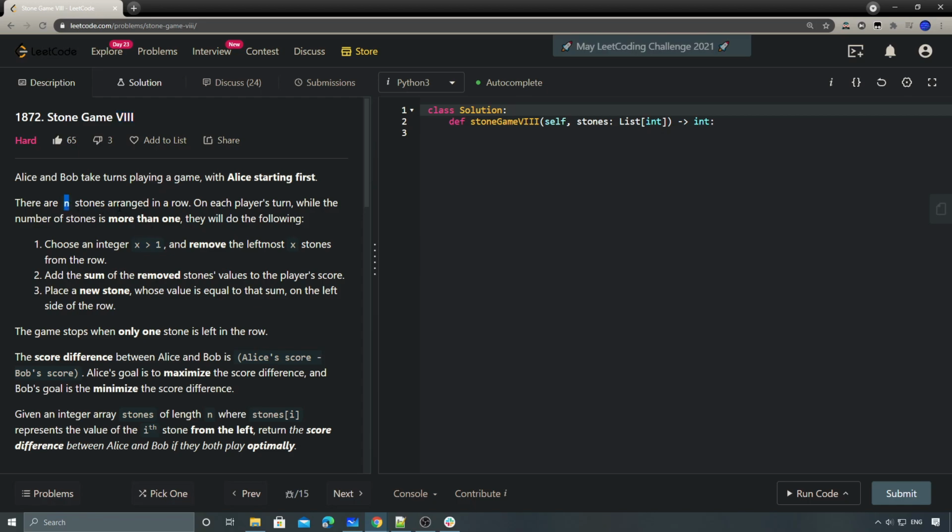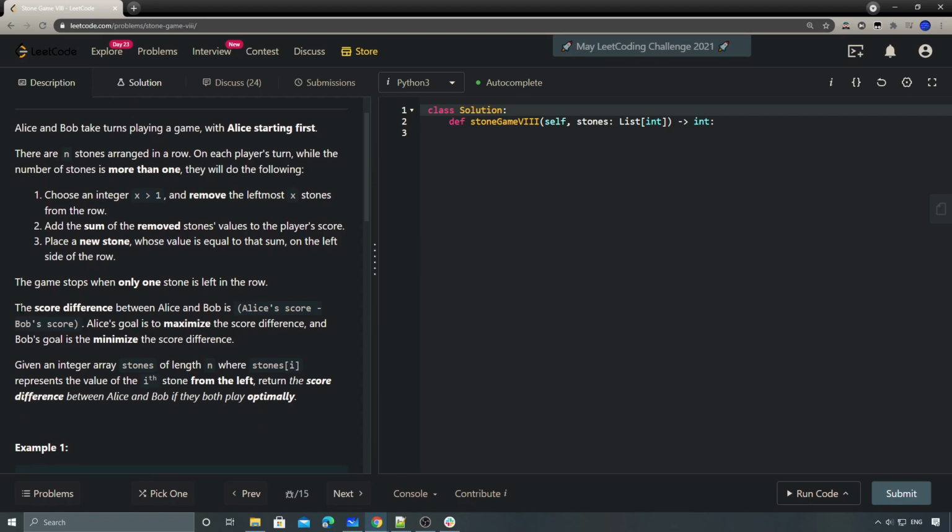So we have n stones in a row, right? On each player's turn, while the number of stones is more than one, the player can do the following. Basically, he can choose at least two stones from the left to pick, and then of course this person will get the scores for those stones. After that, the third step is that this player will place a new stone equal to the sum of the values of the stones he just took on the left side of the row, and the game stops when only one stone is left, right?